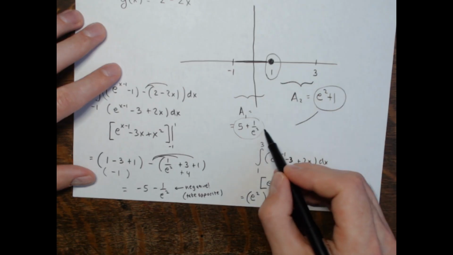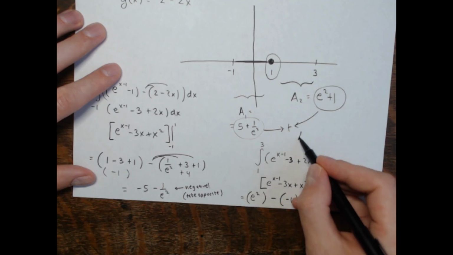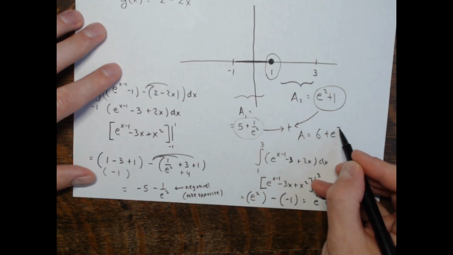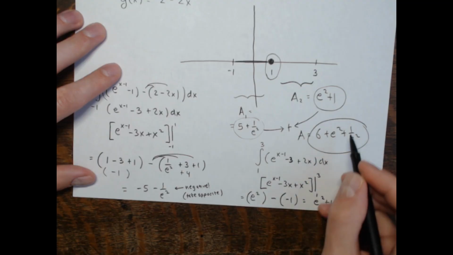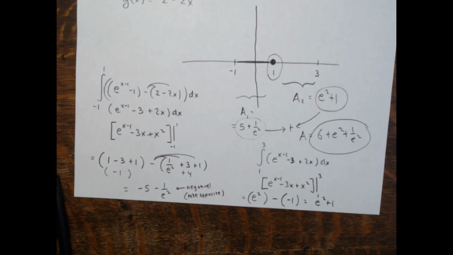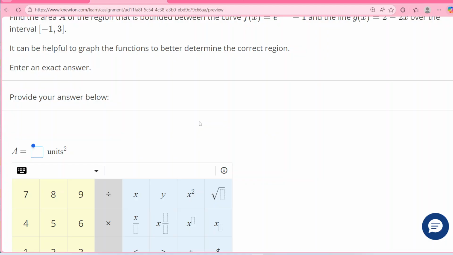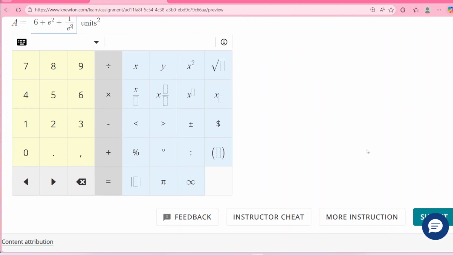And then we add these. So the total area is going to be 6 plus e squared plus 1 over e squared, or e to the -2. That should be the total area between the curves without even drawing them. And the key is to figure out where they're going to cross. And if you end up with a negative value for an area, just make it positive, right? Take the opposite like I did. So you got 6 plus e squared plus 1 over e squared, or e to the -2.